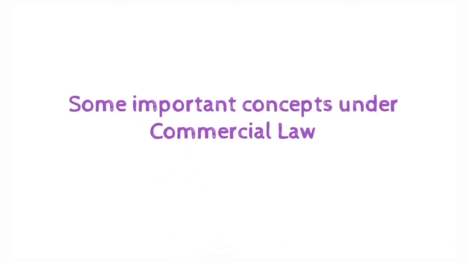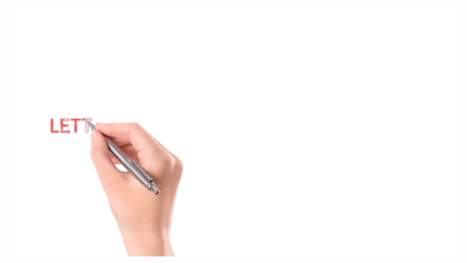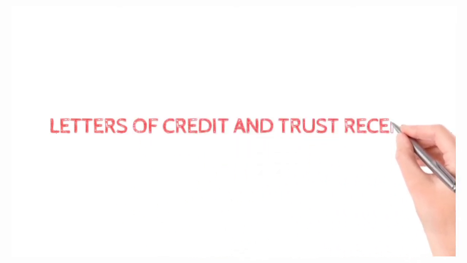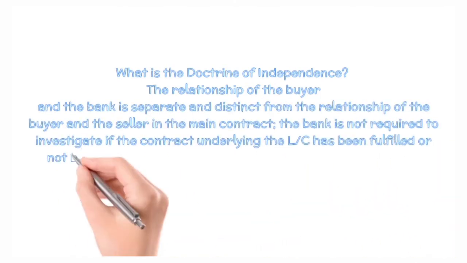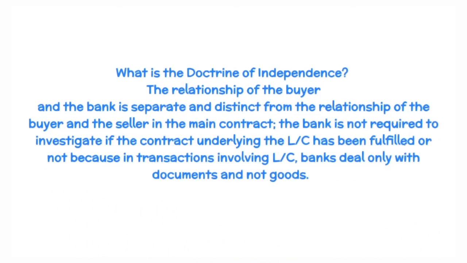Some important concepts under commercial law. Letters of credit and trust receipts. What is the doctrine of independence? The relationship of the buyer and the bank is separate and distinct from the relationship of the buyer and the seller in the main contract.